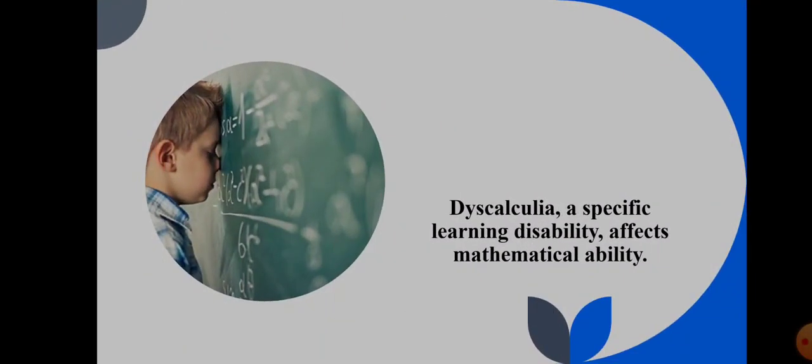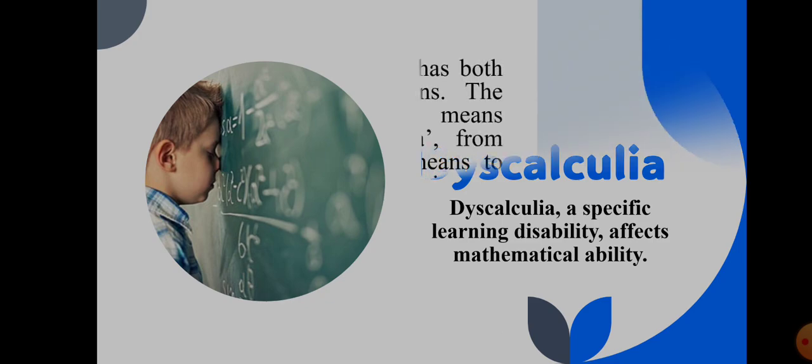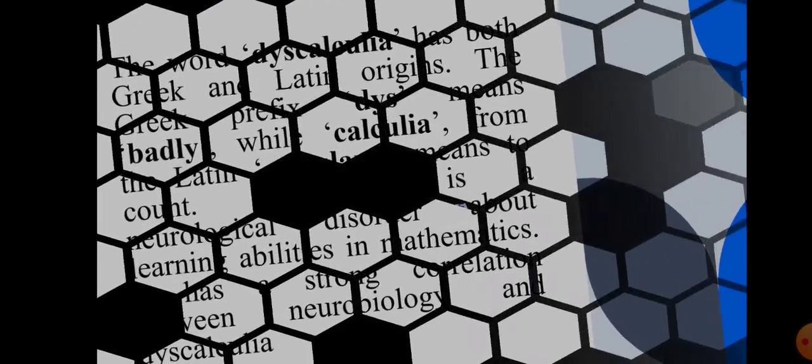Next, we see about dyscalculia. Dyscalculia is a specific learning disability that affects mathematical ability. The word dyscalculia has both Greek and Latin origin. The Greek prefix dys means badly, while the term calculia from the Latin calculare means to count. Basically, dyscalculia is a neurological disorder affecting learning abilities in mathematics. So there is a strong correlation between neurobiology and dyscalculia.